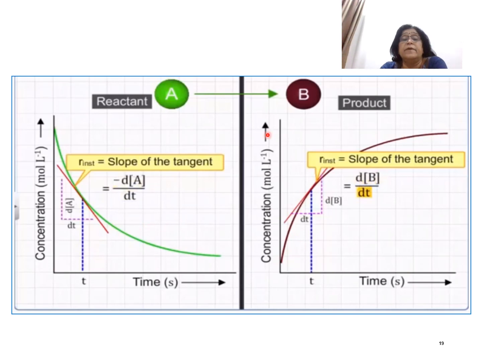Then with respect to products, if you plot a graph between concentration and time, the slope shows an increase in concentration with the time interval, and therefore again a curve is obtained. When you draw a tangent, you can find the instantaneous rate by finding the change in concentration over a small time interval. So dB by dt will give you the instantaneous rate with respect to the concentration of the products.